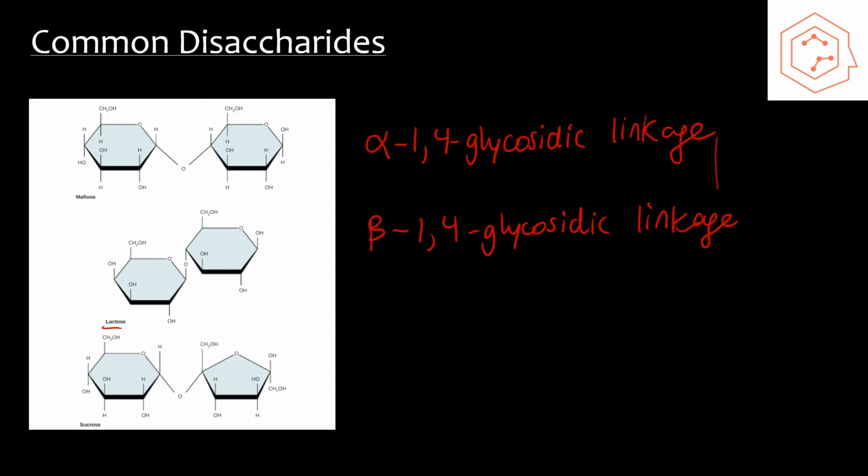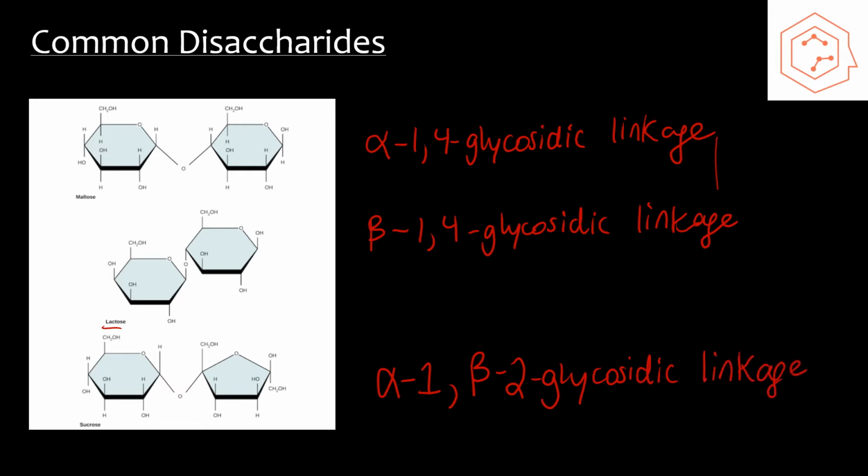The third type of disaccharide that I'll talk about is very common. It's called sucrose, and sucrose is also known as table sugar. Sucrose consists of an alpha glucose and a beta fructose. So this time the glycosidic linkage name will be alpha 1 beta 2 glycosidic linkage. That refers to what bond type exists within all of these disaccharides.